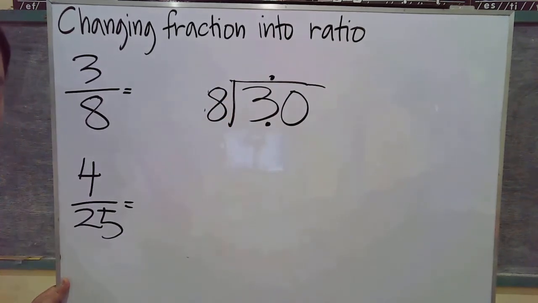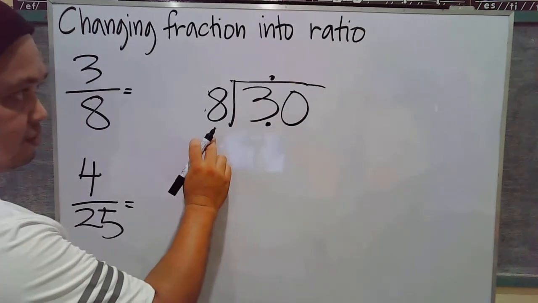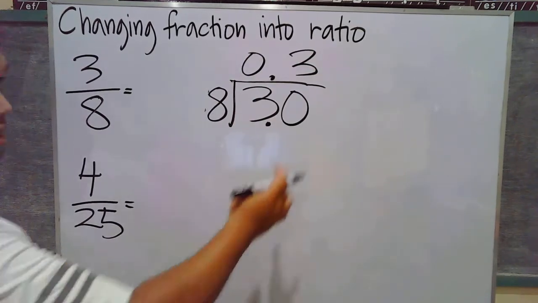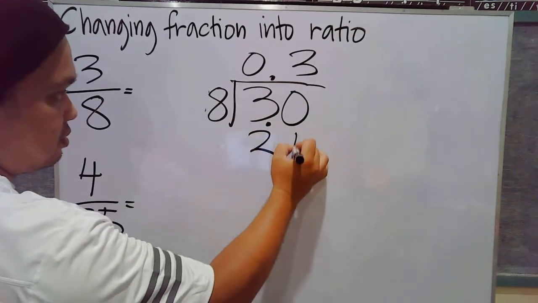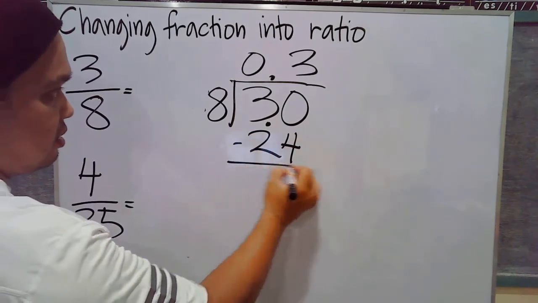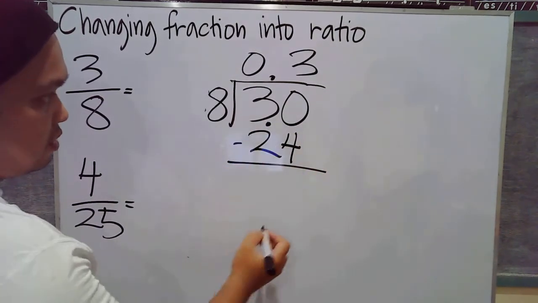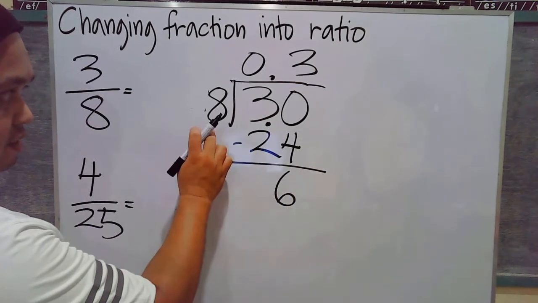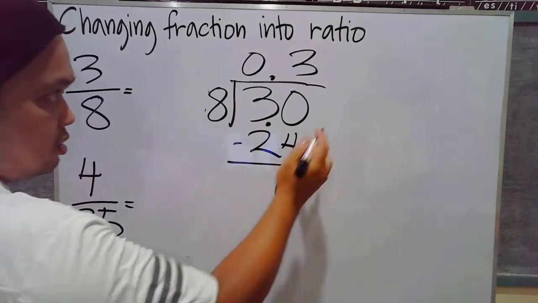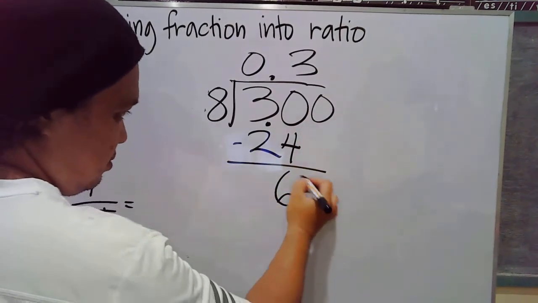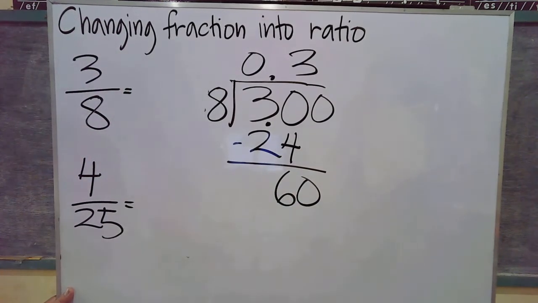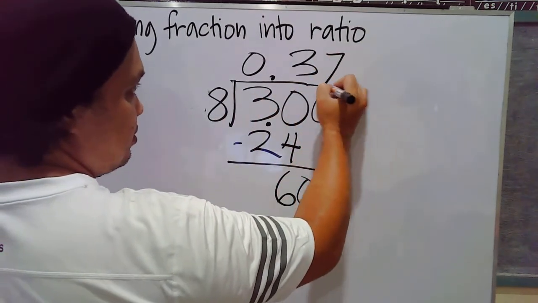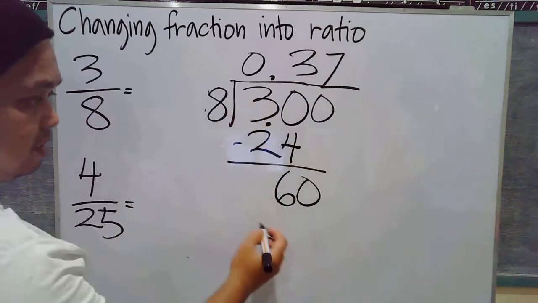Okay, so 30 divided by 8 is 3. Okay, so we have 0 here. Now 3 times 8 is 24. Minus. Okay. So 30 minus 24 is 6. Okay, so 6 divided by 8 cannot be because 8 is greater than 6. So let's just add 0. Okay, so it becomes 60. So we can now divide. Now 60 divided by 8 is 7, because 7 times 8 is 56.